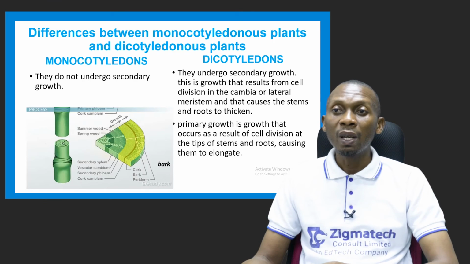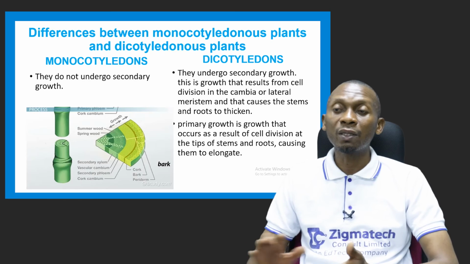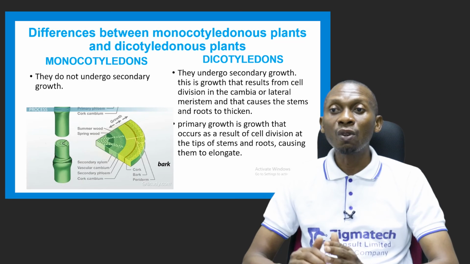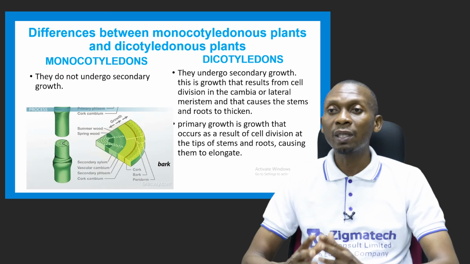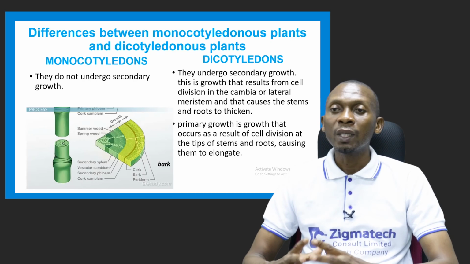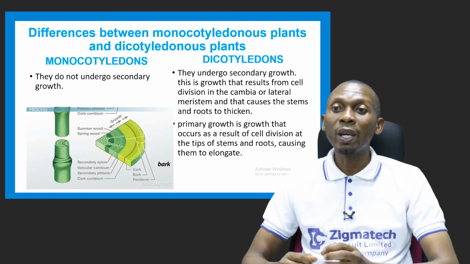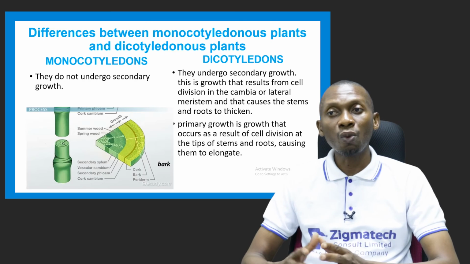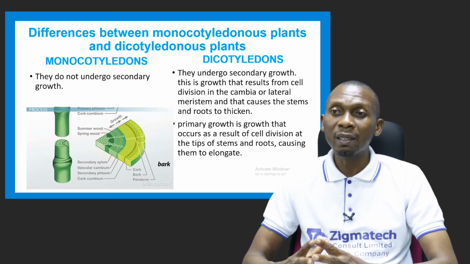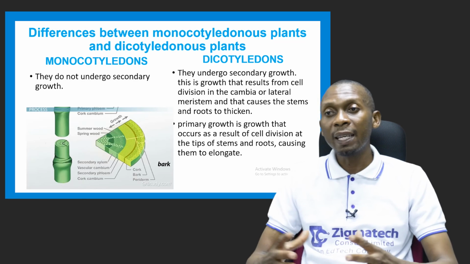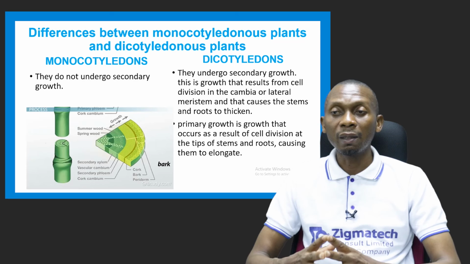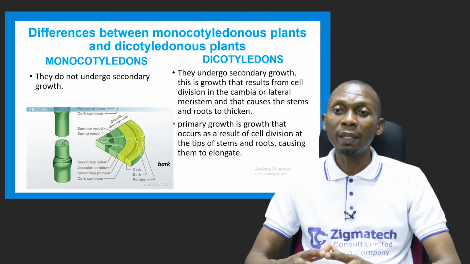We also have primary growth. That's growth that occurs as a result of cell division at the tips of stems and roots, causing them to elongate. So there are certain growths that cause the stem to thicken, that's to get thicker, and there are certain growths that cause the stem to elongate, that's to grow longer. So secondary growth causes the stem of our plants to thicken, while primary growth causes the stems and roots of plants to elongate.